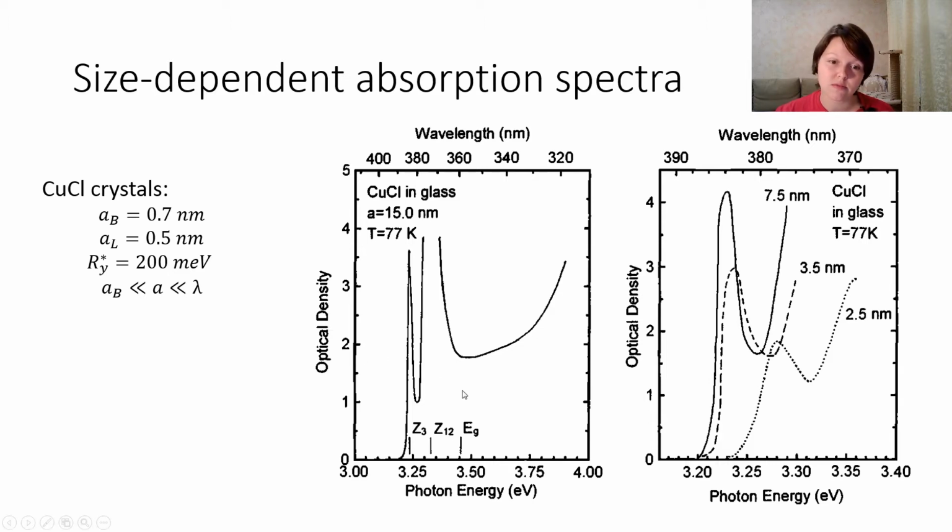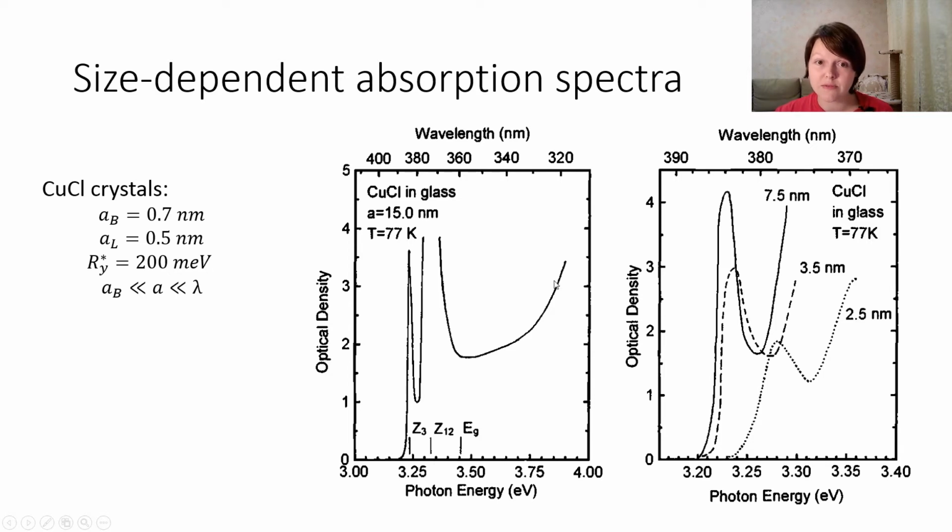Here the branches number 1 and number 2 in the valence band are degenerate at 0 point. That's why they provide only one absorption peak instead of the two. This is the flat interband absorption. This is the absorption of the glass matrix.